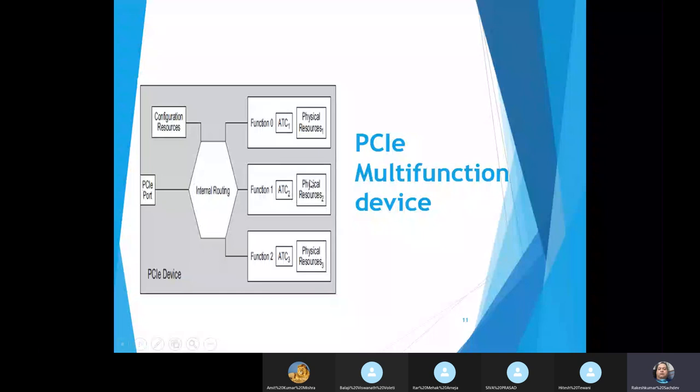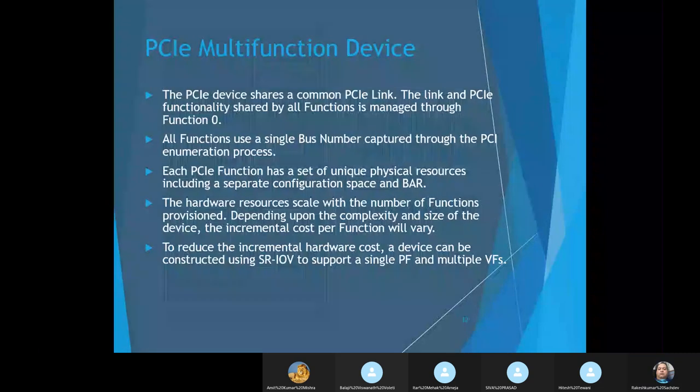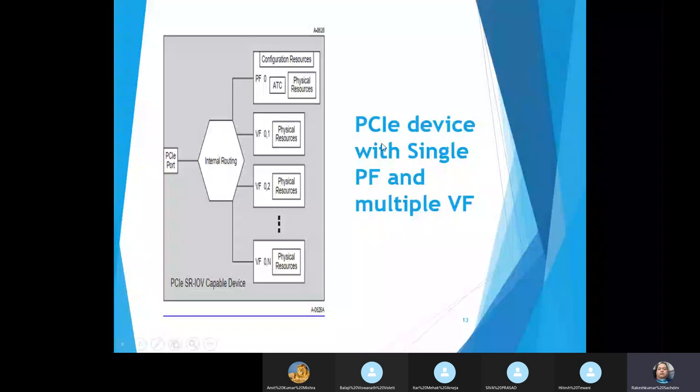There are physical resources within the function. This can be the memory, this can be something like that. Every function will have its own dedicated, small memory. So this is something we have today. This is called a multi-function device. But now let's talk about one more problem, the multi-function device having the virtual function also.